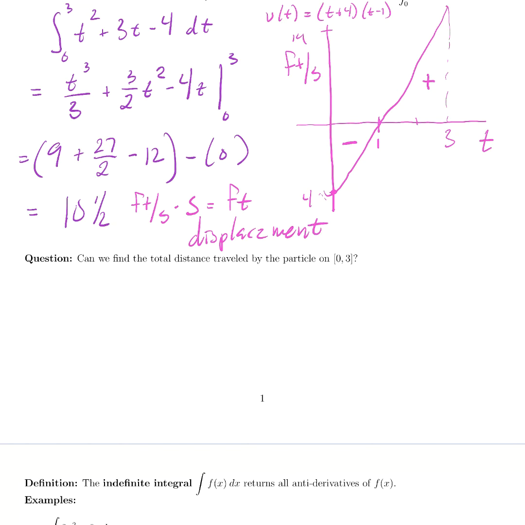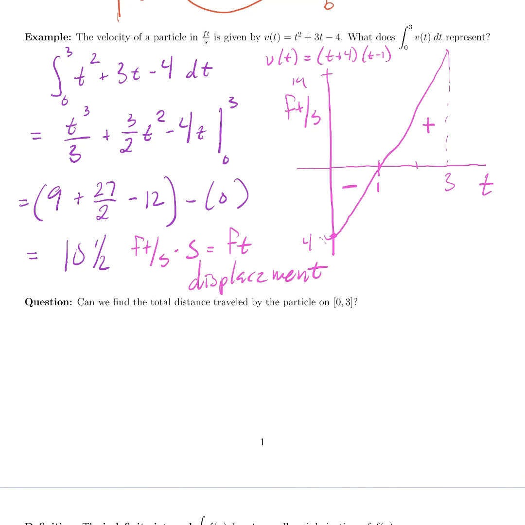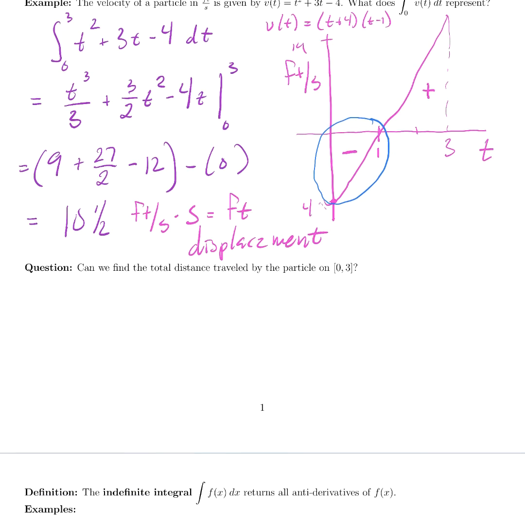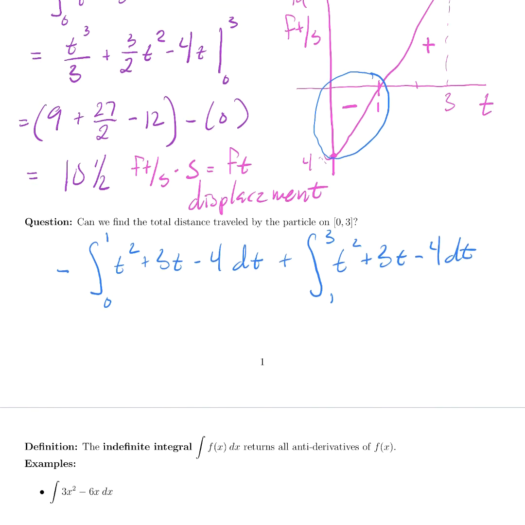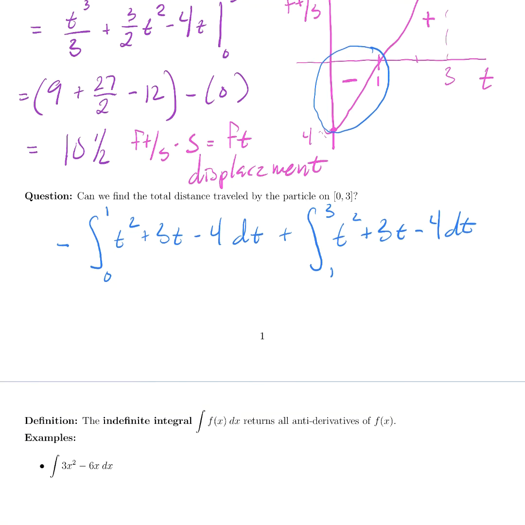If we wanted to find, how could we find its total distance traveled? Well, the total distance traveled would need to turn this piece into a positive quantity instead of a negative quantity. So we would need to find the opposite of the integral from 0 to 1 of t squared plus 3t minus 4 dt. And we need to add to that then the integral from 1 to 3, because that piece is already positive. And if we do that, then we should get the total distance traveled. So let's see, what does this look like?